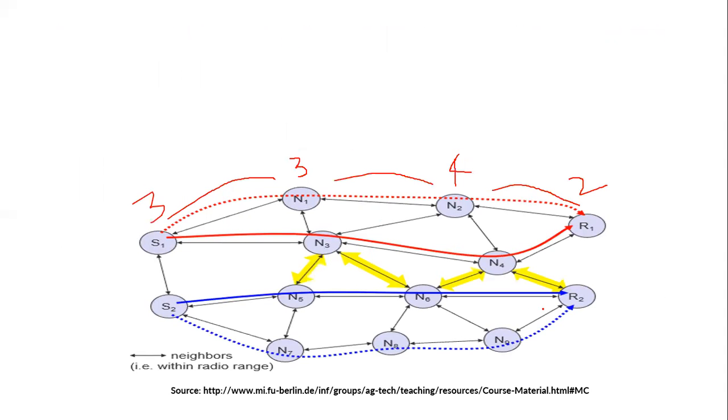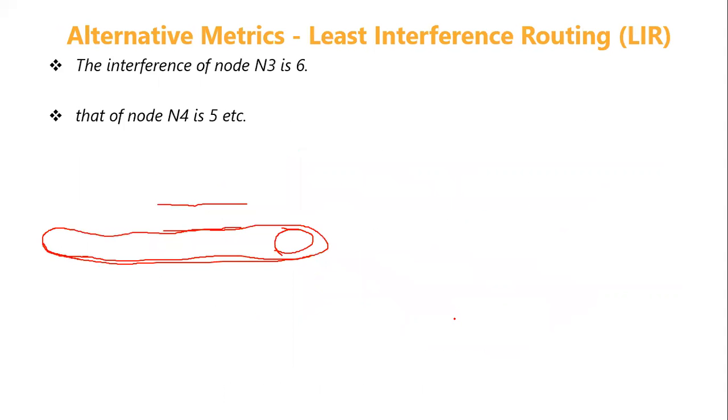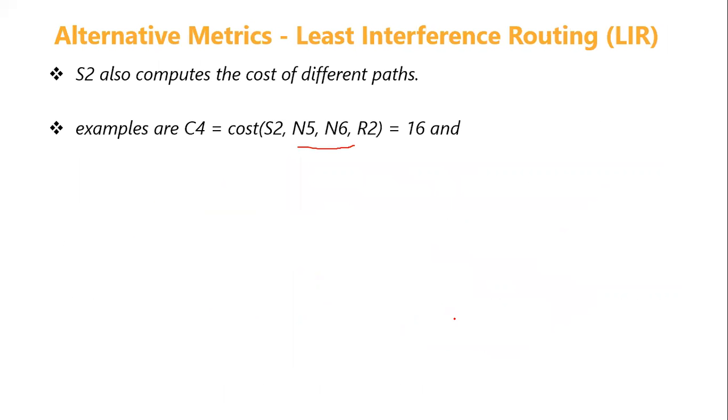If you take this path N5, N6, and R2, calculate the interference value for all the nodes involved. The interference value for S2 is 1, 2, and 3. For N5 it is 1, 2, 3, 4. For N6 it is 1, 2, 3, 4, 5, 6. For R2 it is 1, 2, 3. So you just add all these: 4 plus 3, 7. 7 plus 6, 13. 13 plus 3, 16. So the cost of that particular path is 16.